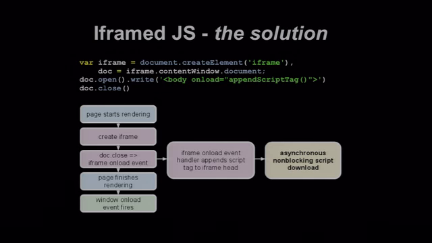So you can see what's happening in this chart here is the page will start rendering. The iframe is created. The trick here is that we call document.close, and that fires the onload event inside the iframe. It says there's no more content for this iframe. The iframe is loaded. What that means is the page can continue rendering, and the window onload event can fire. Meanwhile, in the iframe, that onload event is also causing the script tag to get appended to the iframe's head. And that gives us an asynchronous, non-blocking script download.